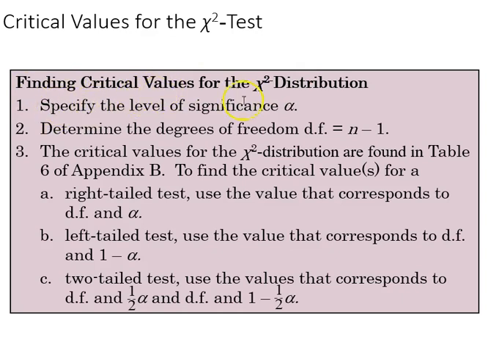So we're going to specify our level of significance as we did with other hypothesis tests. Find our degrees of freedom, just like we do with the t-test. And the critical values for the chi-square distribution are found on the chi-square table. To find the critical values for a right-tailed test, the value corresponds to alpha, for a left-tailed test, 1 minus alpha, and for a two-tailed test, 1 minus 1/2 alpha.